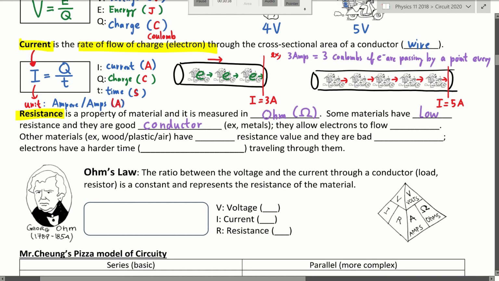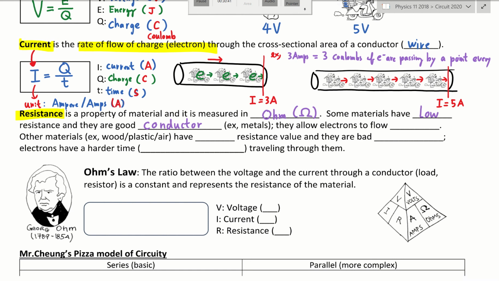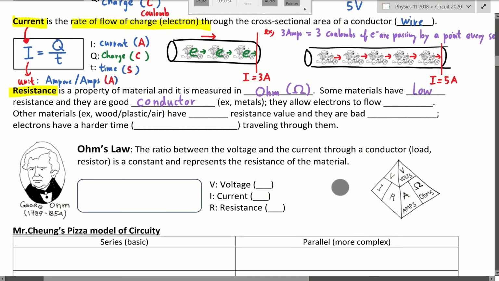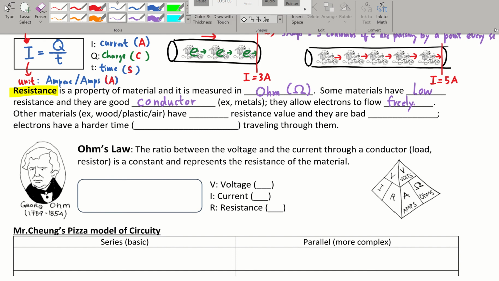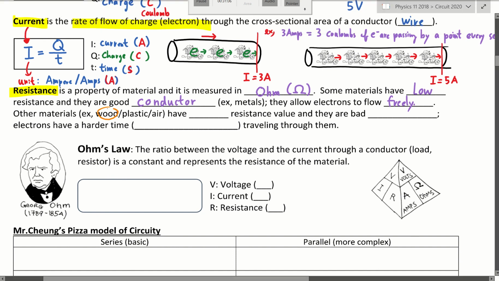Those are the materials that are perfect for making wires. For example, metals, right? Most metals are good conductors. Iron is a good conductor. That means electrons can go through it quite easily, delivering energy for what we use. So they allow electrons to flow freely. However, there are other materials that are not so good as conductors. For example, wood, plastic, or even air are not good at that. They have really high resistance to the electron flow. So they are bad conductors.